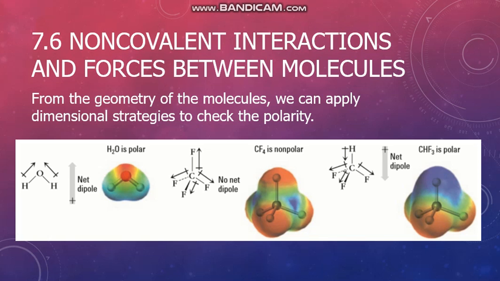Here we have the CF bond. We have 4 CF bonds, and this time they all cancel out. If you plot this in 3-dimensional space, you will see that these polarities or electronegativities will just cancel out. So it has no net dipole, which means this is non-polar. While CHF3 is polar, so it has a net dipole towards the fluorine atoms.